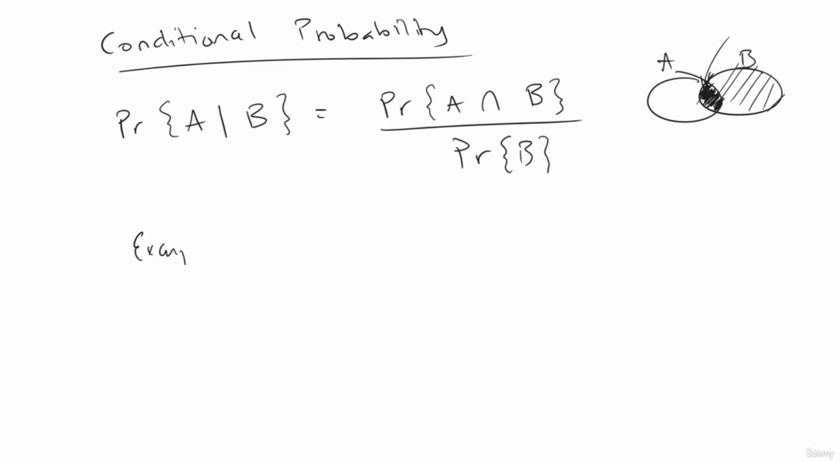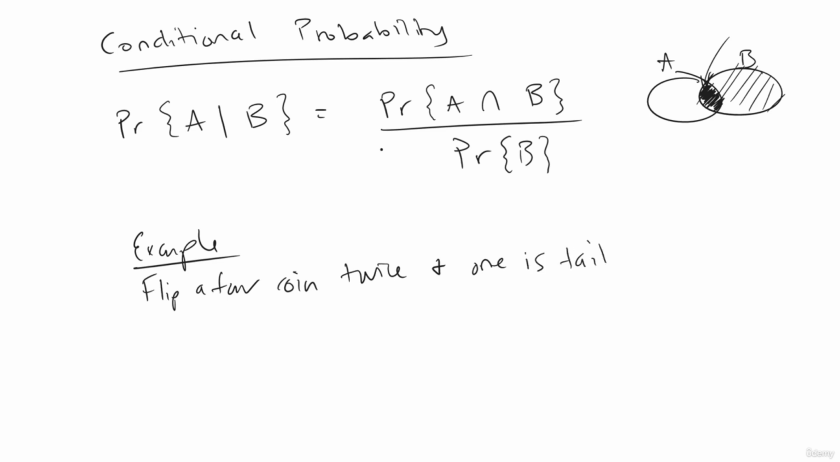Let's go through an example. It's the best way to live. Let's flip a fair coin twice, like we did beforehand. Imagine your friend has a fair coin and has flipped it twice. They had 2 trials, they flipped it twice, and they say one of those was tails.